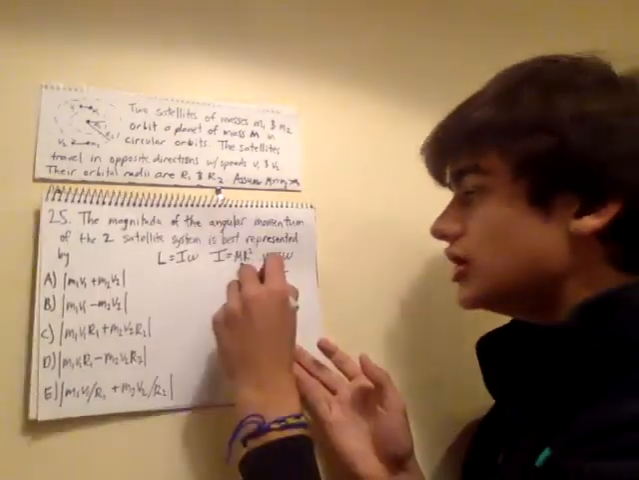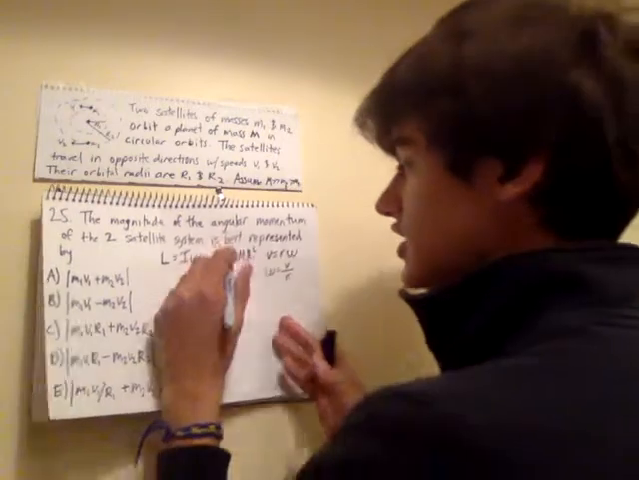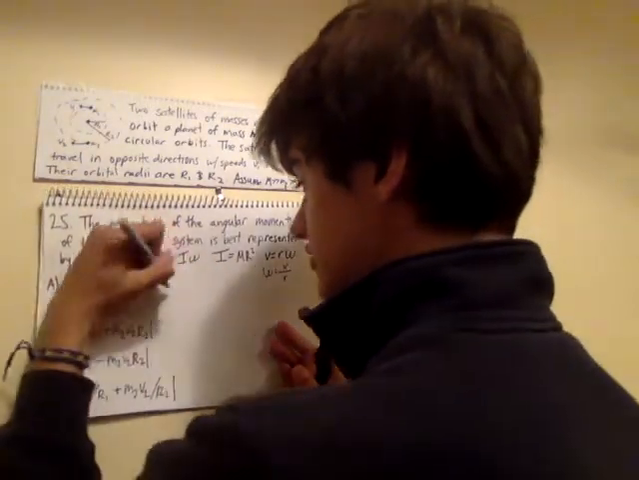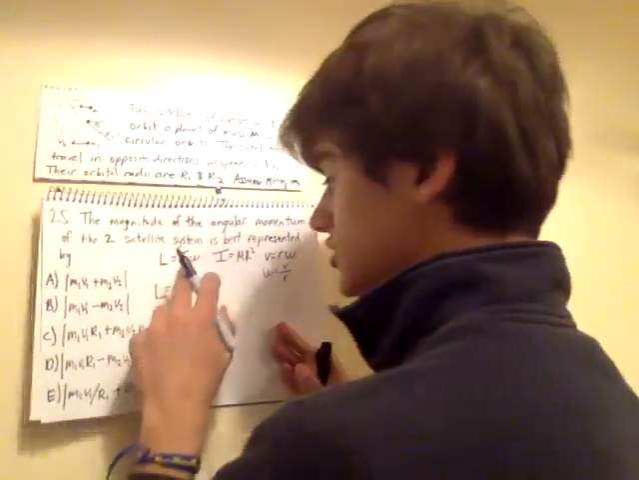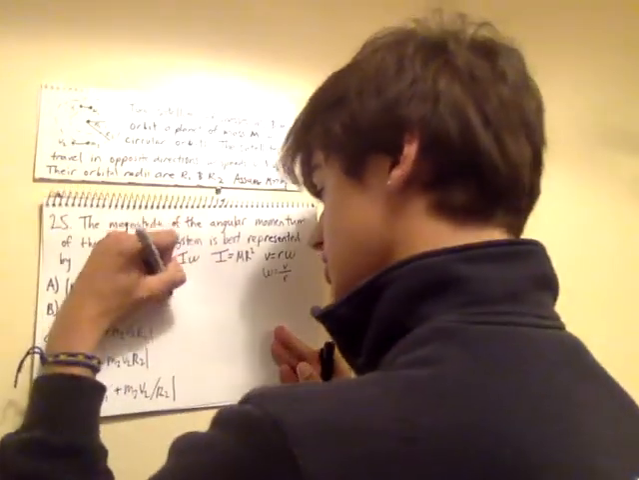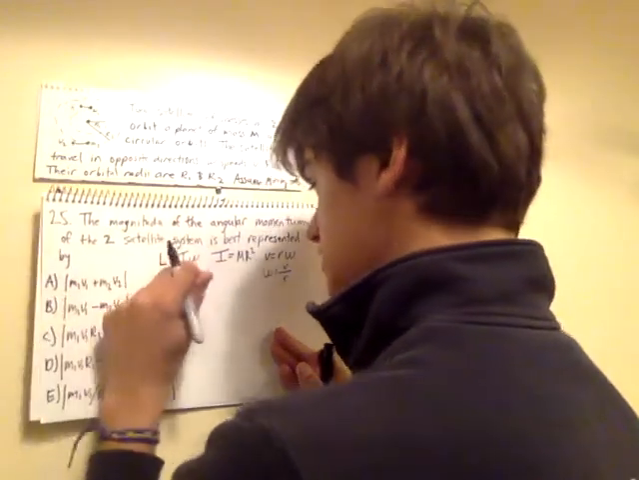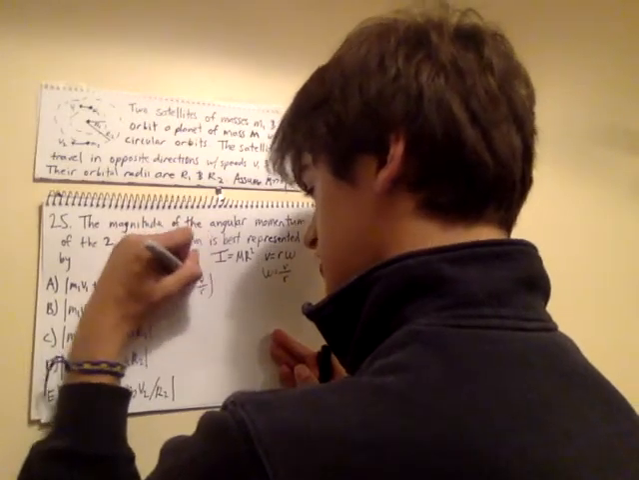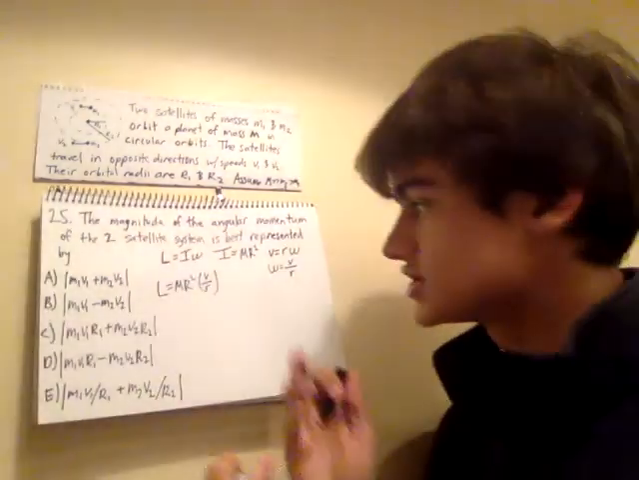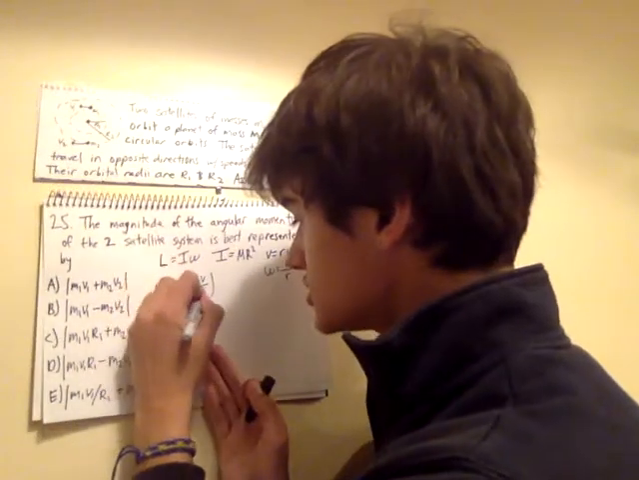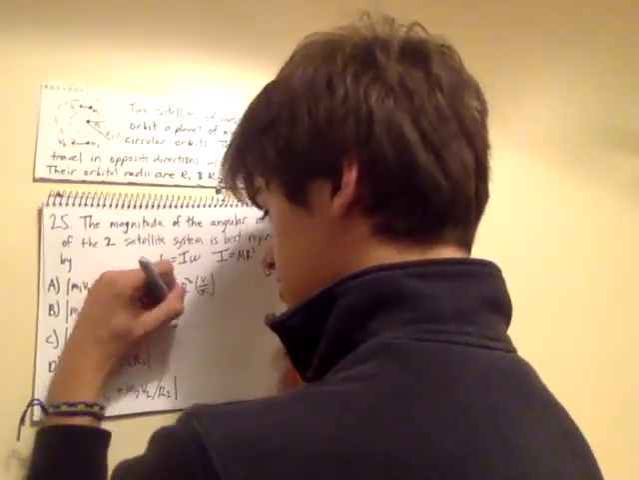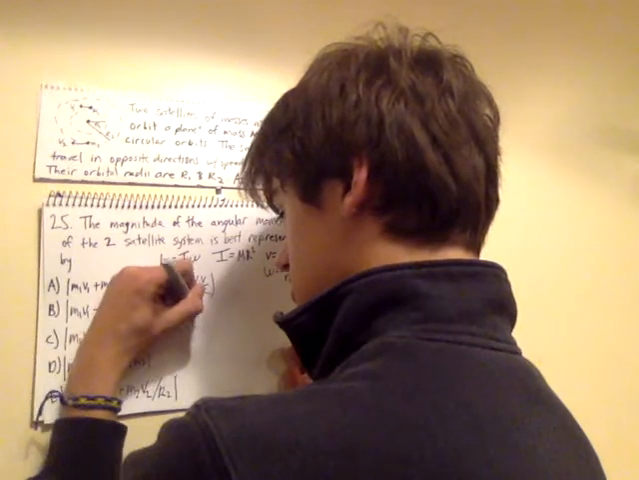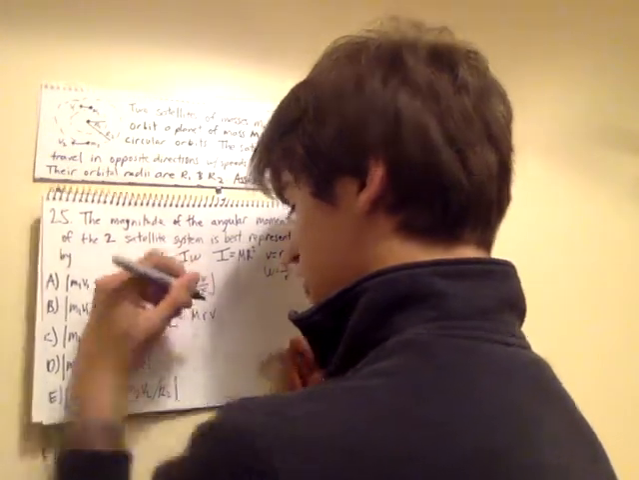Now we're just going to plug both of these in for I and omega. So L is equal to first I, mr squared, second omega, which is v over r. Now we can cancel some things out. This r squared is going to cancel out, and we're going to be left with L is equal to mrv.